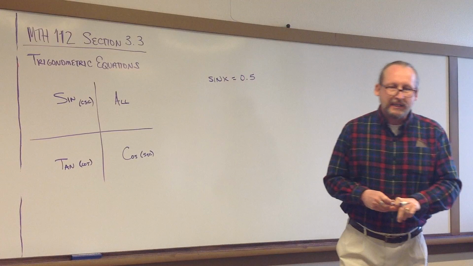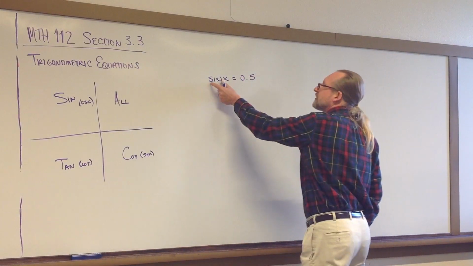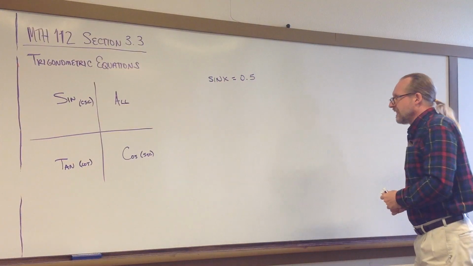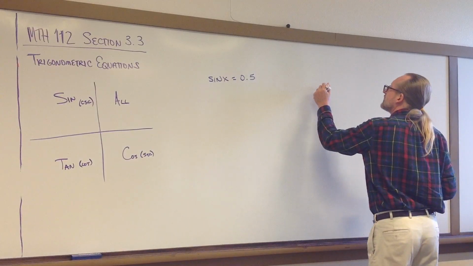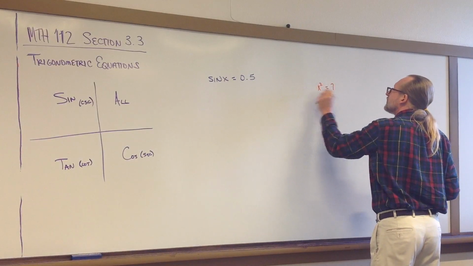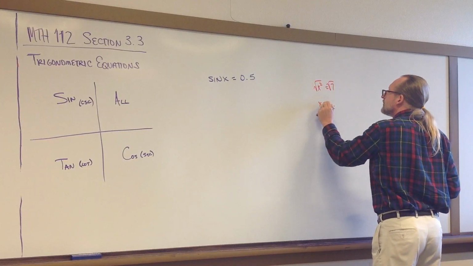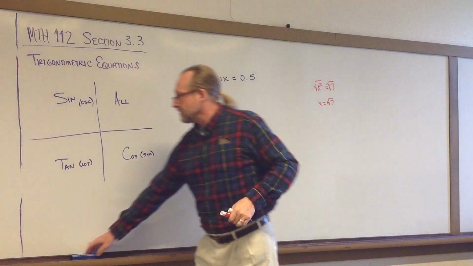Okay? So the process here is to undo the sine, the application of the sine to the x. It's sort of like if you've got something that says x squared equals 7, to undo the squaring, you take a square root and you get x is square root 7, and you can approximate that if you want to.